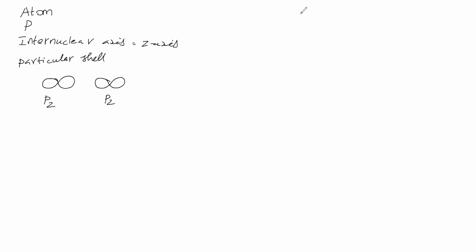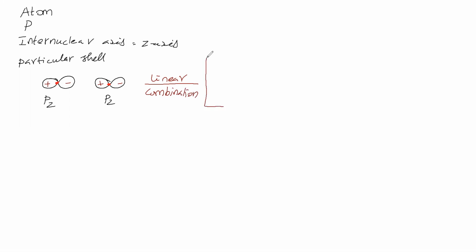Then we have to show the nucleus of the atom, and we have to give signs for the lobes. Suppose here positive means here negative. Then these two p orbitals go for linear combination.